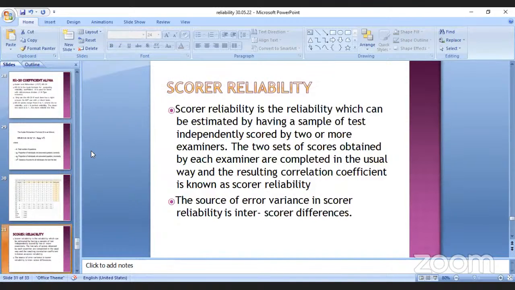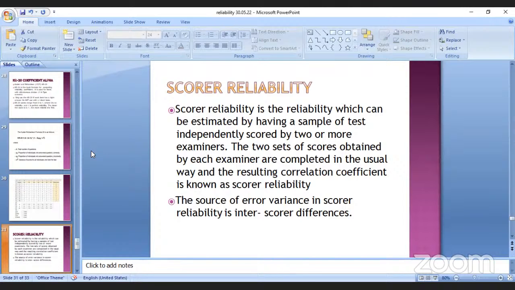Then there is one more method to test this internal consistency or reliability, that is scorer reliability. So here, suppose one particular test or one particular observation is made by more than one individual. An ideal situation can be an interview panel board where one candidate is rated by more than one individual. So here the observation is rated by more than one individual, and if there is a correlation from whatever scores we are getting from each of the interviewers, then we will say that this is having internal consistency.